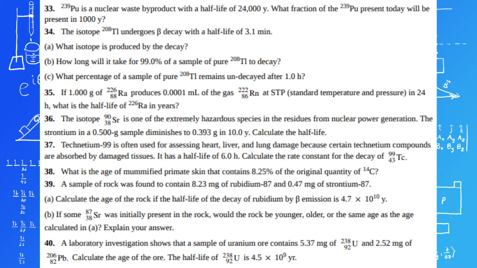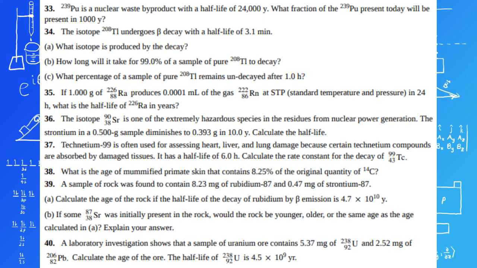Number 36, we've got strontium-90 is one of the extremely hazardous species in the residues from nuclear power generation. The strontium in a 0.5 gram sample diminishes to 0.393 grams in 10 years. Calculate the half-life. Okay, so basically an easier version of 35 because you've got fewer steps to do. They've already got the grams remaining calculated for you. Grams remaining over the initial 0.500 grams equals 1/2 to the 10.0 years over the half-life. Use your logarithms and solve. Easy enough.